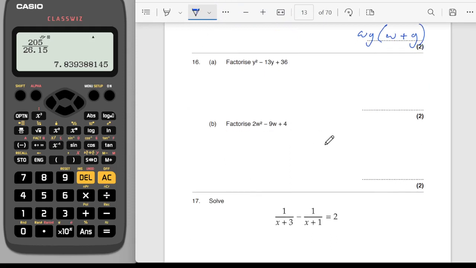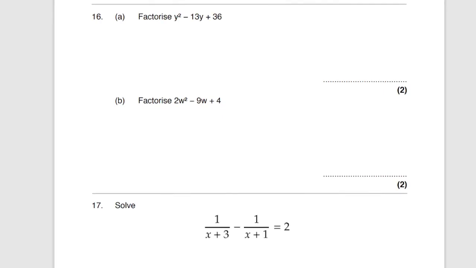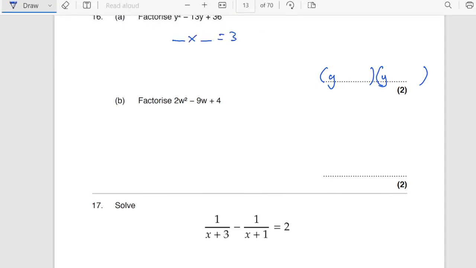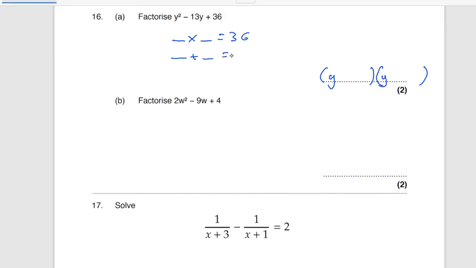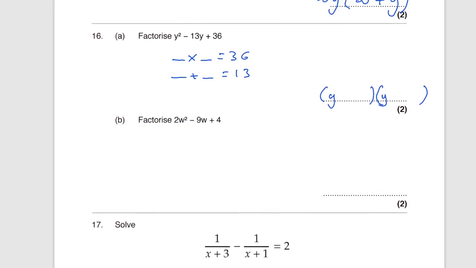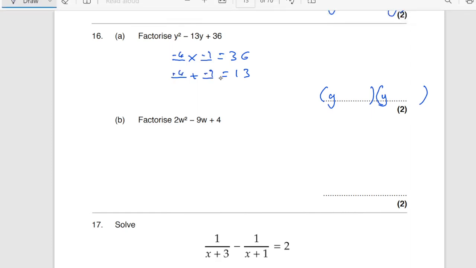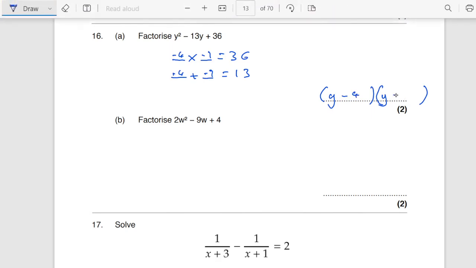Okay, for question 16, again, we're looking at factorising, so we don't need our calculator for this. So factorise y squared minus 13y plus 36, so that's going to go into 2 brackets. Both brackets are going to start with y, because that's the only way I can create a y squared. Then I'm looking for 2 numbers that multiply together to make 36, but add together to make 13. It's going to be two negative numbers: minus 4 and minus 9. So my brackets would be y minus 4 and y minus 9, either way around.